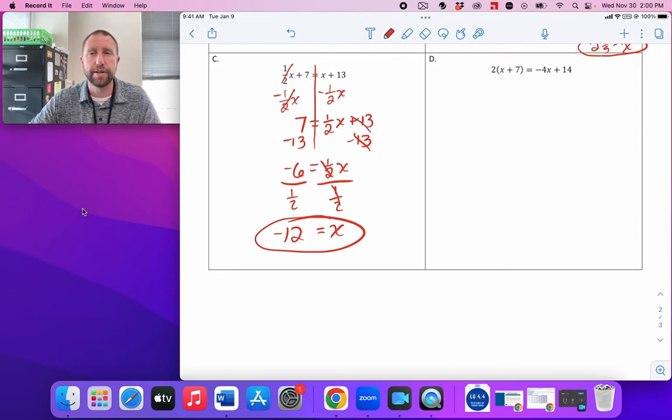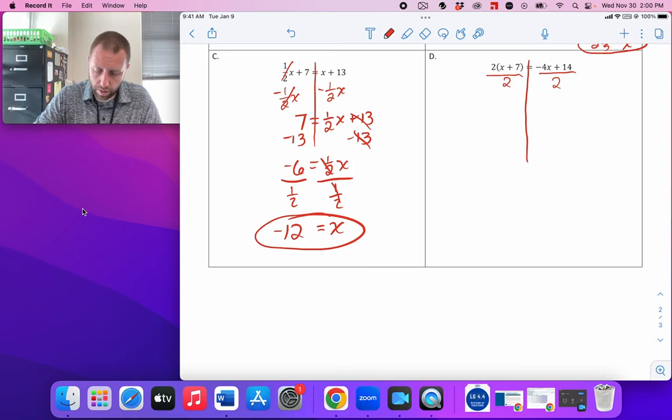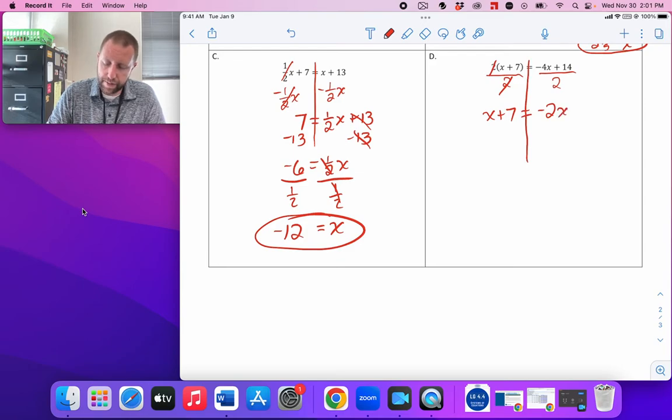And then finally for letter D, I'm going to go ahead. I'm not going to distribute. I see that both numbers on the other side of the equation are divisible by 2, so I'm going to divide by 2 to get rid of the number in front of the parentheses. When I do that, I'm left with just x plus 7. Now you could have distributed there. That's fine. And then I've got negative 4x divided by 2, which is negative 2x. And I have 14 divided by 2, which is 7.